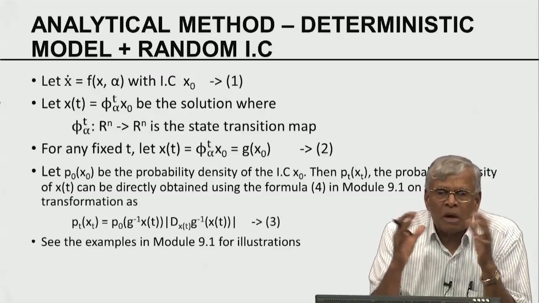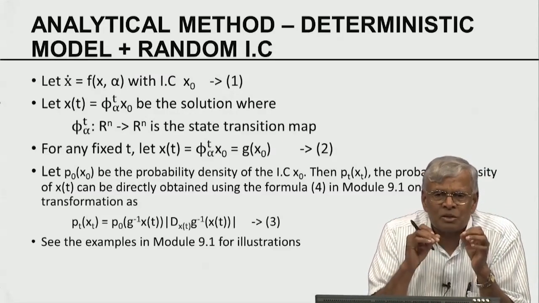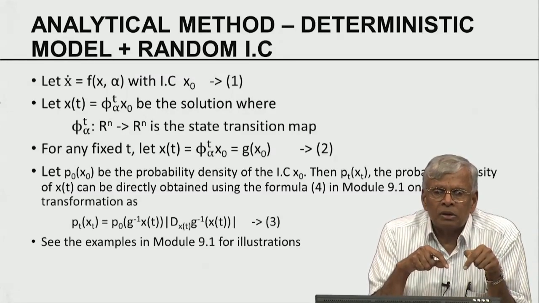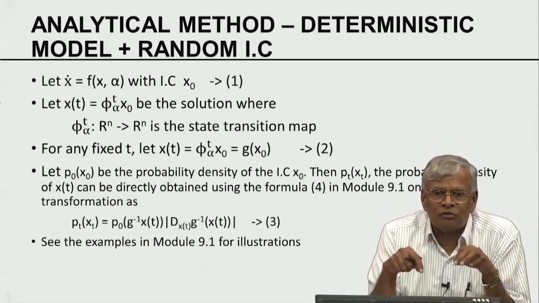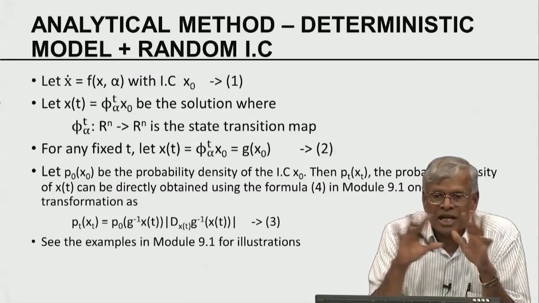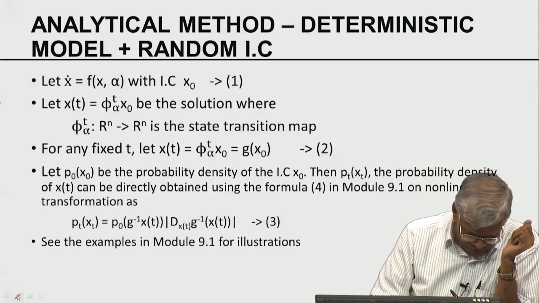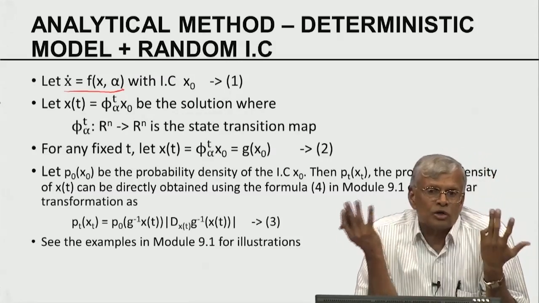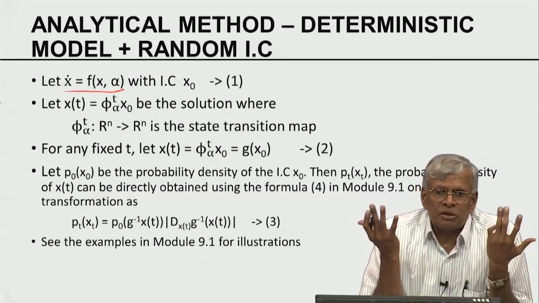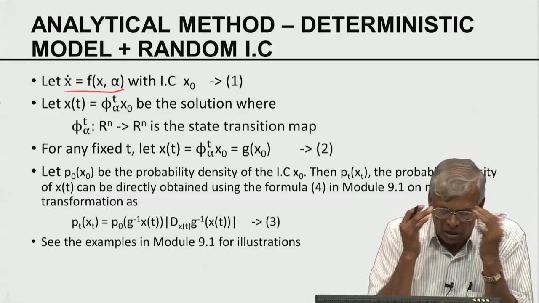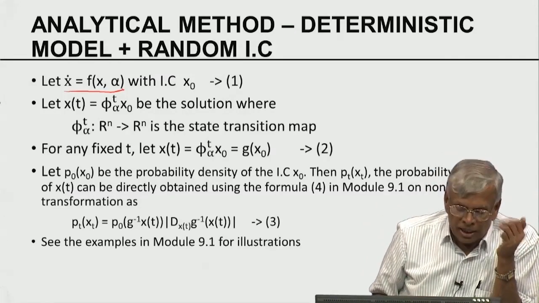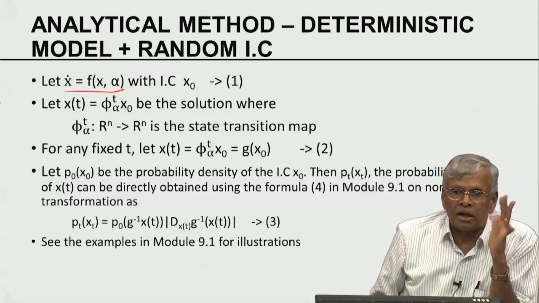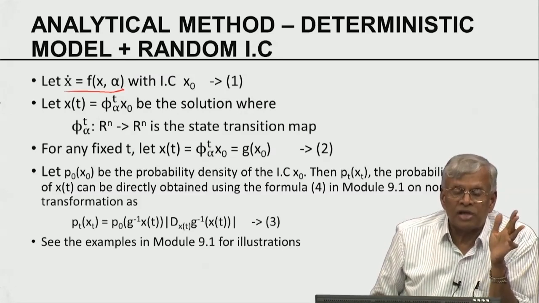So under what condition can one class of analytical methods be applied? The model is deterministic. The randomness in the solution comes essentially from randomness in the initial condition. So that is the first case. For simplicity, I am now dealing with continuous time. There is a corresponding analog of this treatment using discrete time. So let us start with an ordinary differential equation. Let x dot is equal to f of x comma alpha with the initial condition x naught. Alpha is the parameter. Let us assume alpha is well known, alpha is error free.